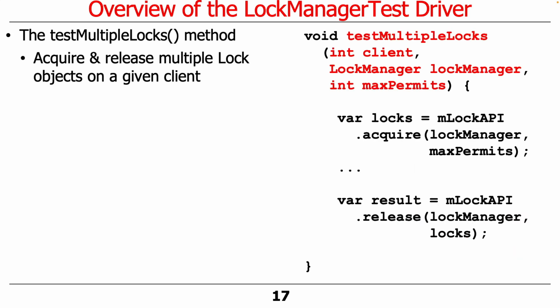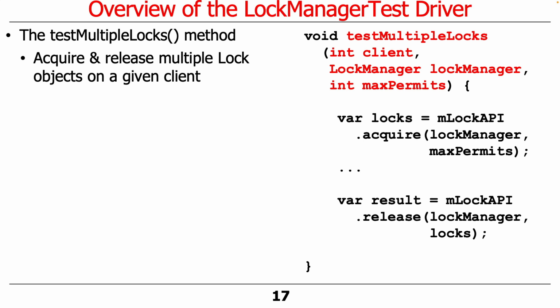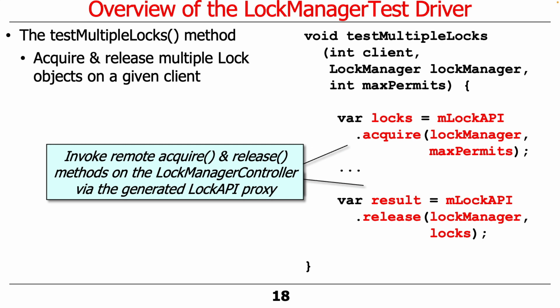Here's what the test multiple locks method looks like. As you can see here, we take the client, the LockManager, and the number of permits that it wants, and we call the acquire method that takes in a permits count. So now we're going to have to block the client until it can get 2 permits. Now remember, we have 8 threads that are running. We've got 4 locks in our LockManager, and each client wants 2 permits. So we're going to be able to satisfy everybody, but they're not all going to get satisfied at once.